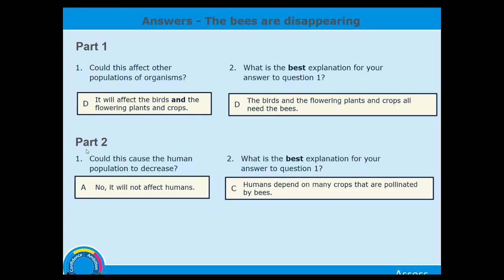Now, part two. Could this cause the human population to decrease? Like we've read from Graham Royal's account from the BBC Bitesize, it will not affect the human population. It's just that we'll have less choice of food. So no, it will not affect human population. But humans depend on many crops that are pollinated by bees. Okay, we're moving on.